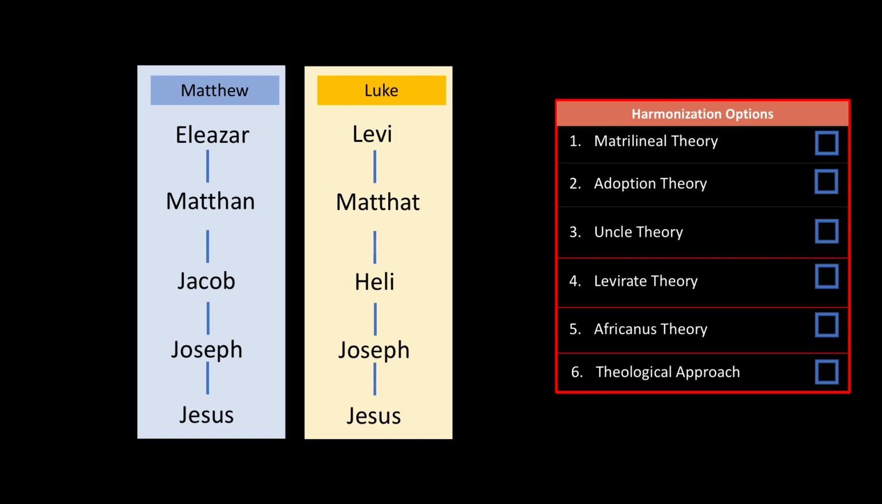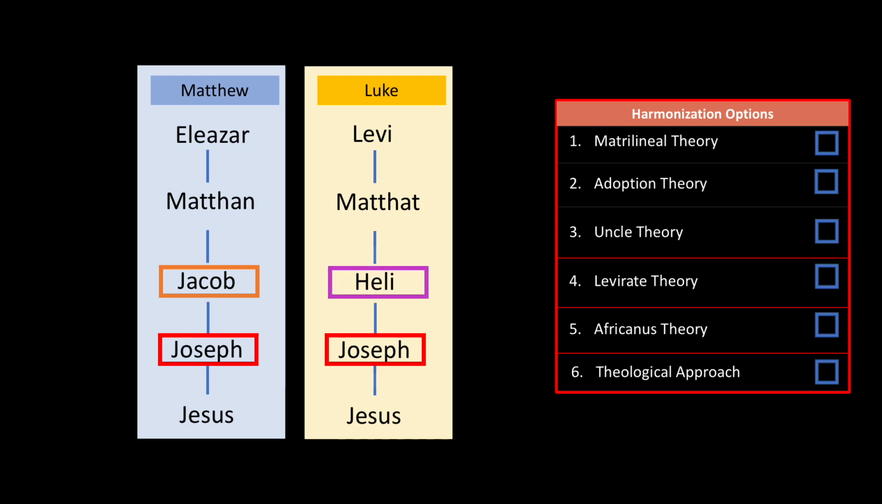If I can draw your attention to the genealogies on the left, you can see that on the face of it, both genealogies seem to be tracing Jesus' ancestry through his father Joseph. But as you can also see, according to Matthew, Joseph's father is Jacob, while according to Luke, Joseph's father is Heli. How on earth is that possible? How can one man have two fathers? Well, quite simply, he can't.